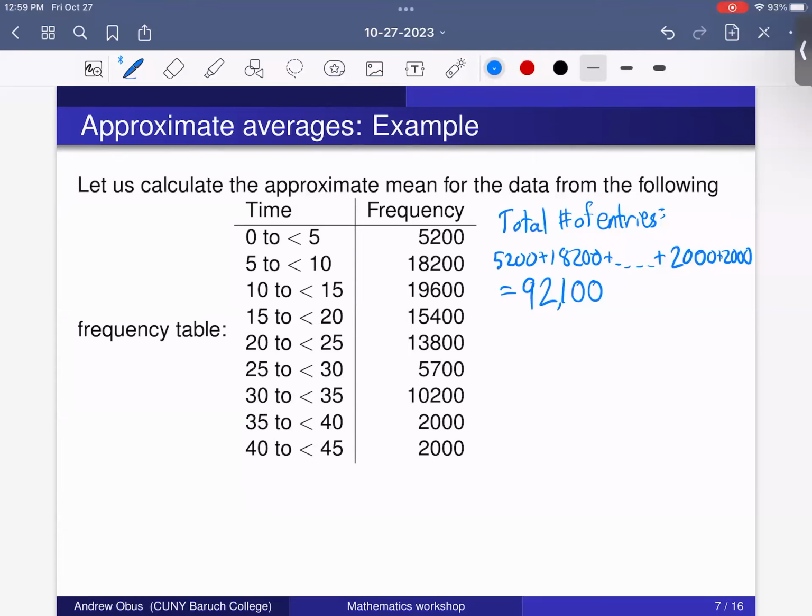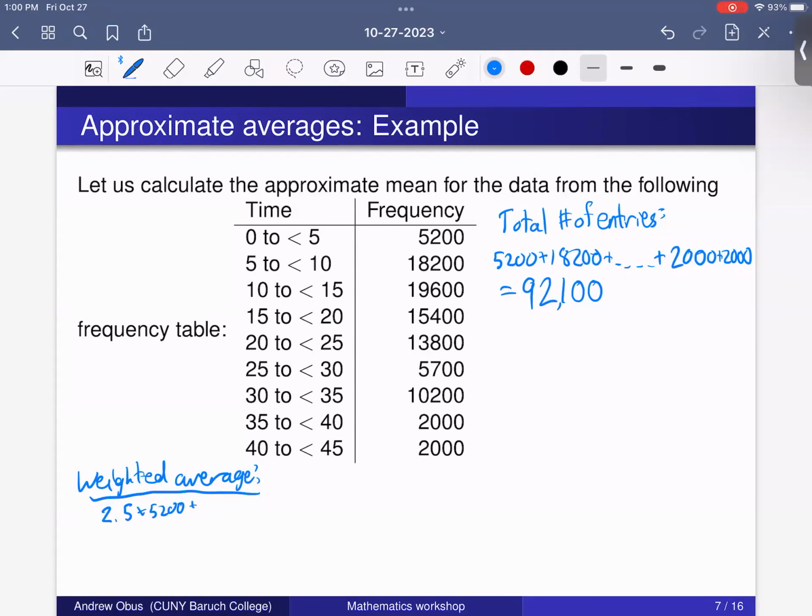Okay. So 92,100 is the total number of entries. Now, for the weighted average, what do we do? If each row represented a single data value, then you just use that value. But since each row represents a range, the best thing you can do is use the midpoint of that range. Here, from 0 to 5, the midpoint is 2.5, the average of 0 and 5. So for this 5,200, we use 2.5 times 5,200.